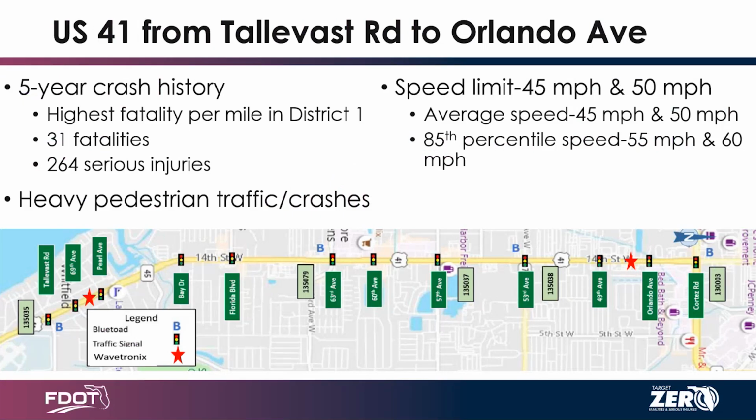So look at US 41 from Tel Aviv to Orlando Avenue. It was the highest fatality per mile section in District 1, 31 fatalities, 264 serious injuries in 5 years. Very, very heavy pedestrian traffic and crashes. And the speed limit ranged from 45 miles an hour to 50 miles an hour. The average speed was about the same, and then the 85th percentile was 55 and 60 miles an hour.